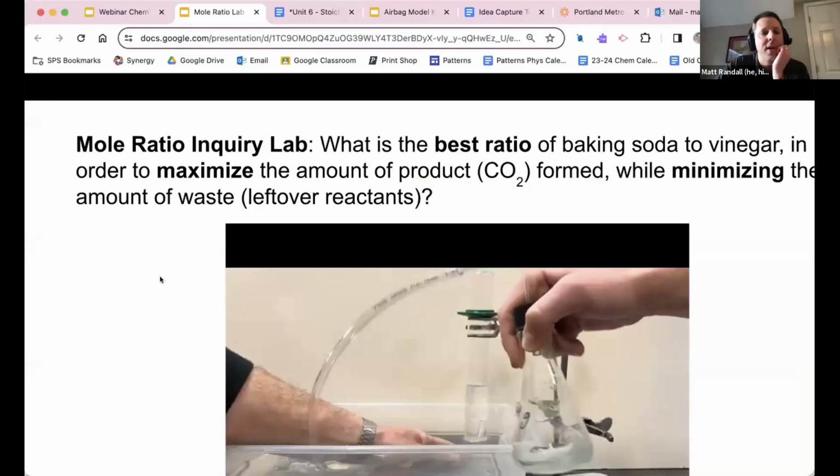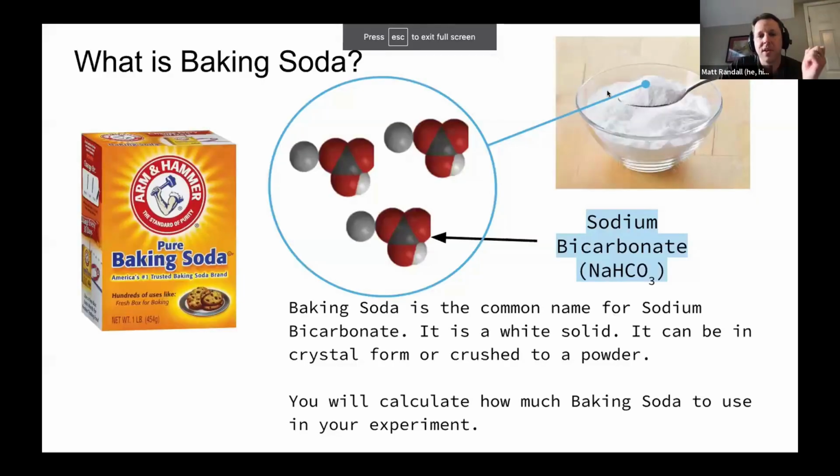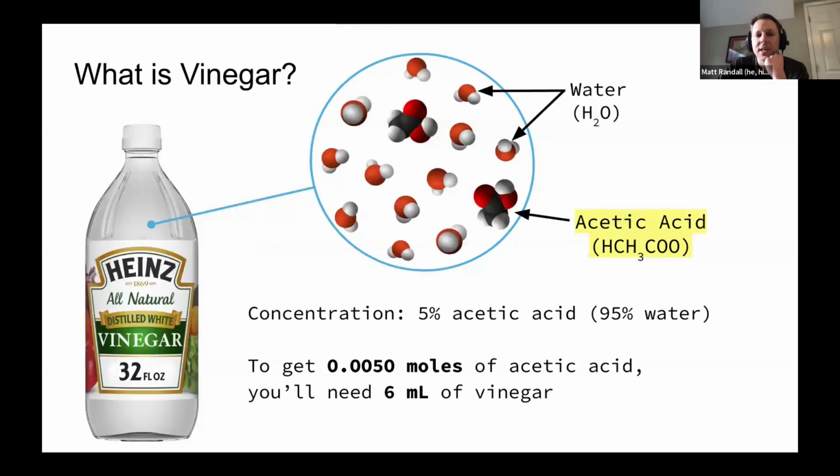Okay, great. Next slide, just real briefly, these are slides that we use to introduce students to what baking soda is made out of. It's an ionic compound called sodium bicarbonate. And then what's vinegar made out of? Vinegar is actually about 5% acetic acid. So really this reaction is acetic acid and baking soda. We will often say baking soda and vinegar, but it's a shorthand way of saying it's acetic acid reacting with baking soda. For everyone in this experiment, everyone's going to use the same amount of vinegar, 6 milliliters, which turns out to be about 0.0050 moles. And then each team is going to use a different amount of baking soda so that it'll have a different ratio.